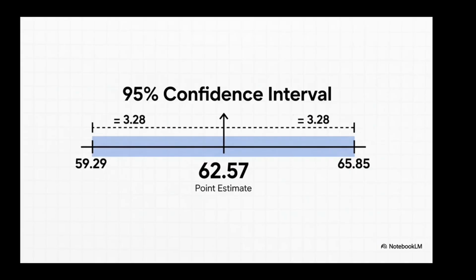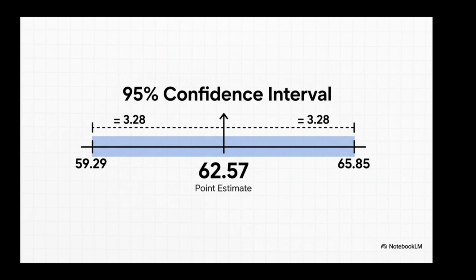And that brings us to our final step, building our 95% confidence interval. We take our point estimate, 62.57, and we add and subtract a margin of error. That margin is just our standard error, 1.49, multiplied by a critical value from a t-distribution. Since we have 12 clusters, we use n-1 or 11 degrees of freedom, which gives us a critical value of 2.20. And that gives us our final range, from about 59.3 to 65.9. We are 95% confident that the true average test score for all students in the entire city is somewhere in that interval.